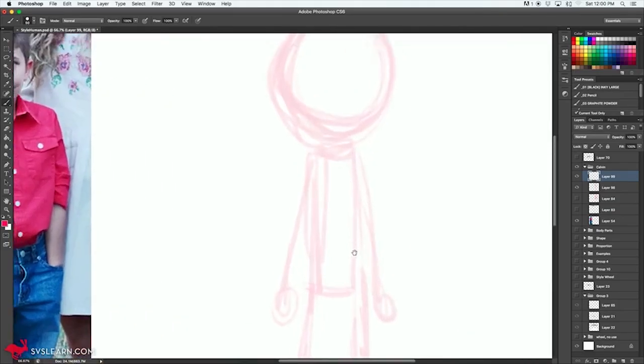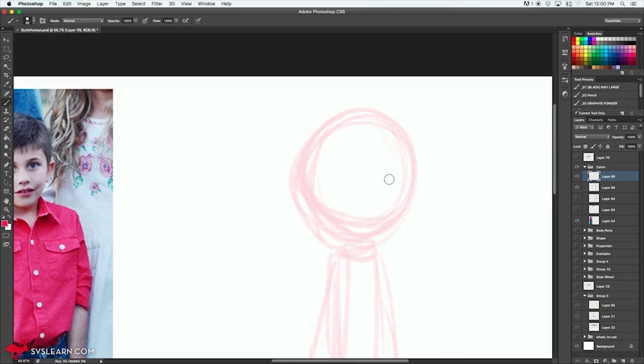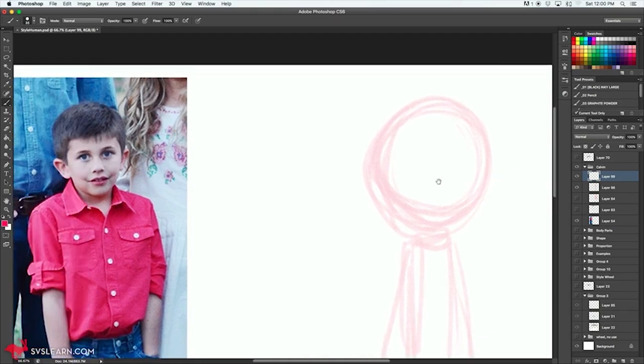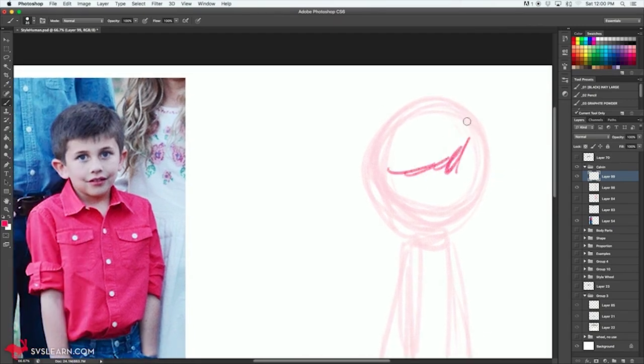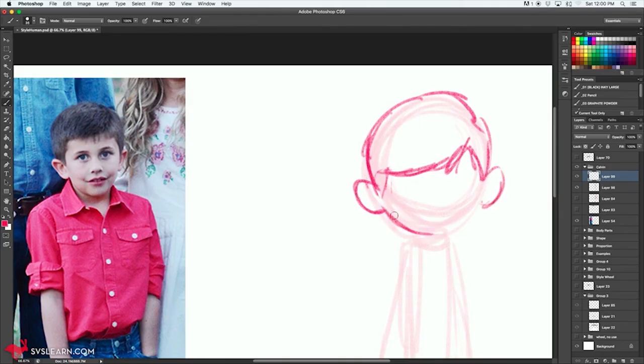Okay, let's just work on the head here. Got a big head of hair coming out like that. And these big ears coming out the side like that. And then a little nose. Well, let's not do the nose. Chin. Okay, so this is my head shape.